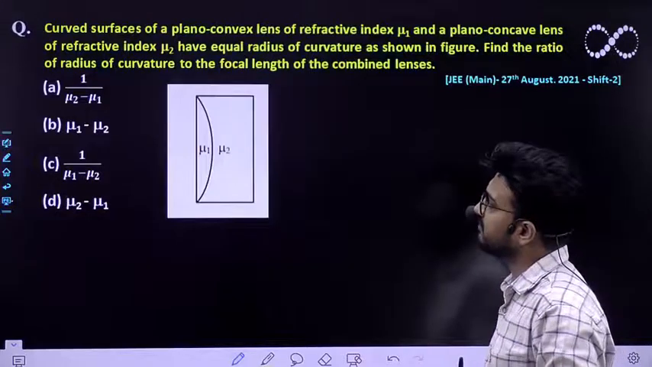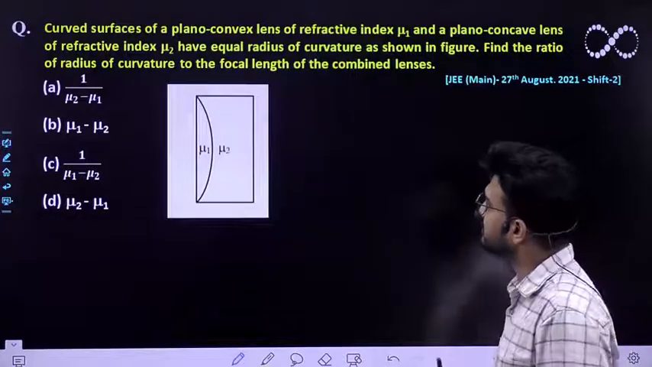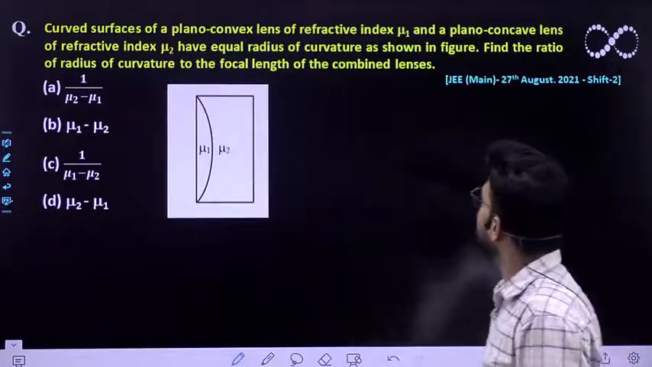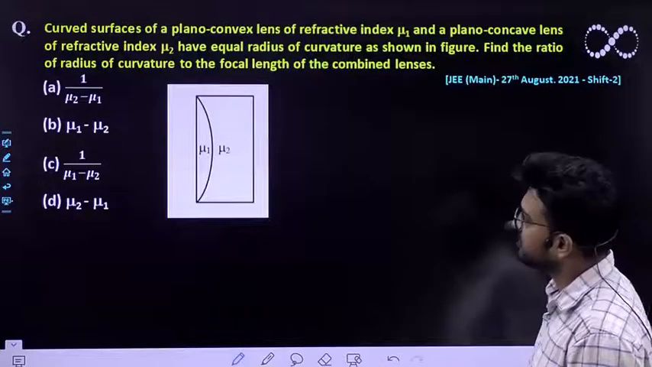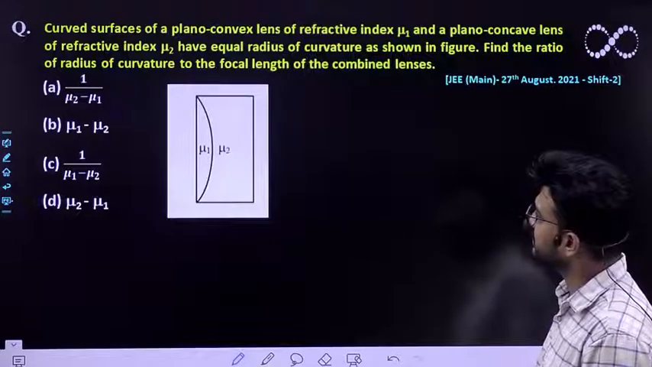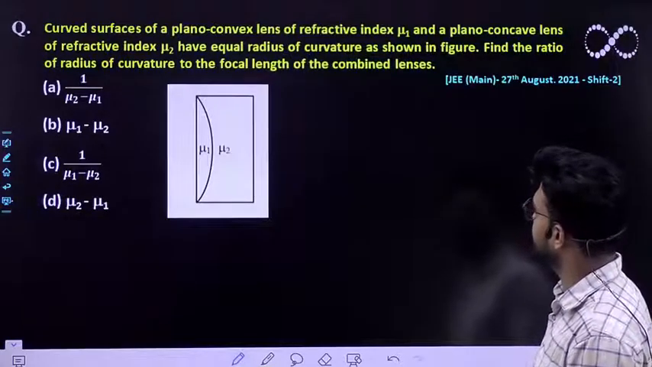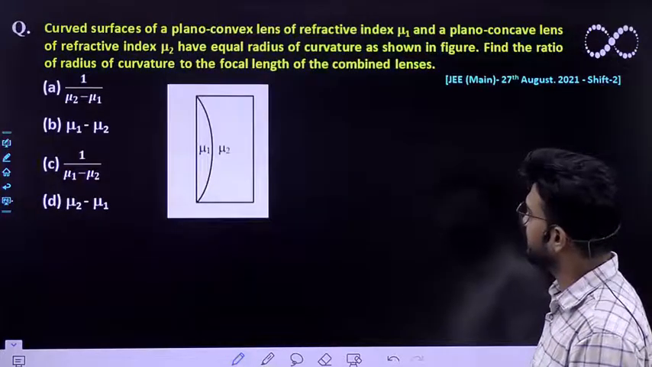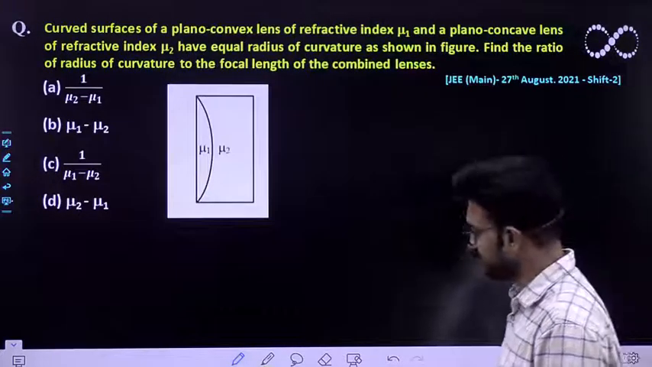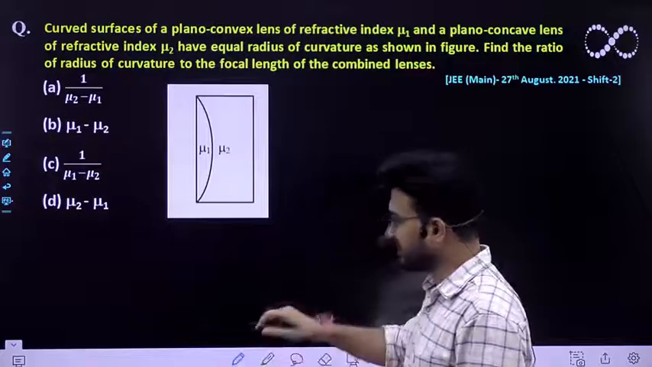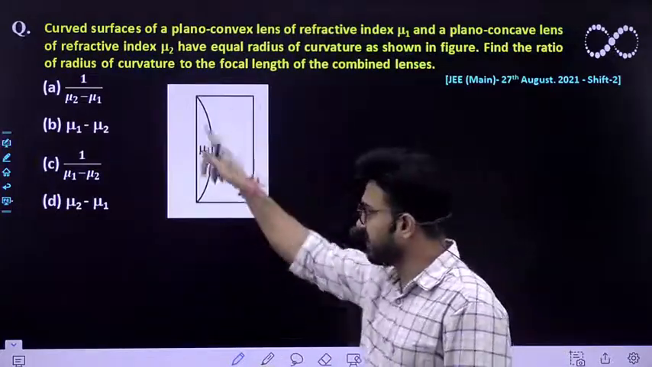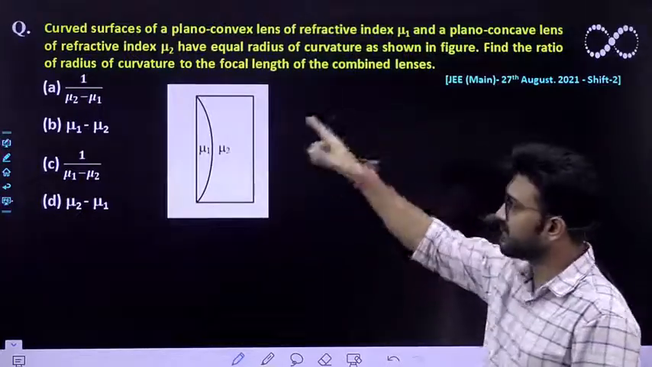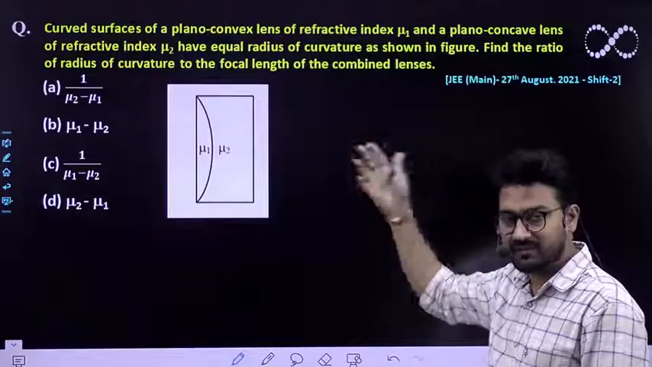Question says a curved surface of a plano-convex lens of a refractive index mu1 and a plano-concave lens of refractive index mu2 have equal radius of curvature as shown in the figure. Find the ratio of radius of curvature to the focal length of the combined lens. So first of all, you need to find out the combined focal length, and then afterwards you have to find out the ratio of radius of curvature divided by the combined focal length.